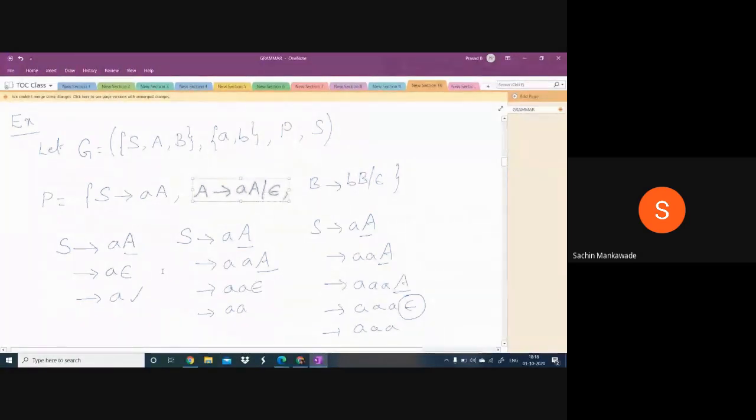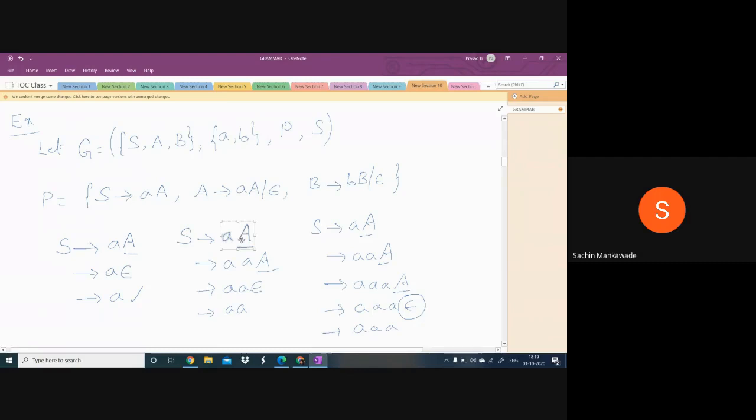The other one is epsilon. In the A place, if I substitute epsilon, then A followed by epsilon, the string will be A. So S derives A. A is one of the strings that can be derived from the start symbol of this grammar.